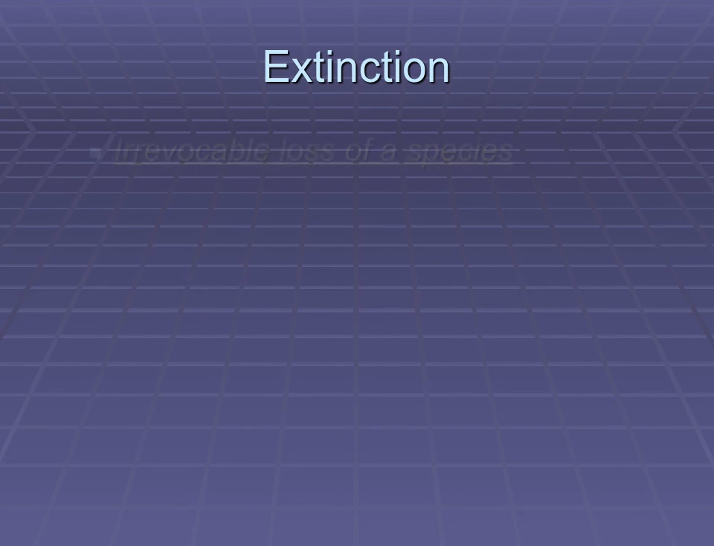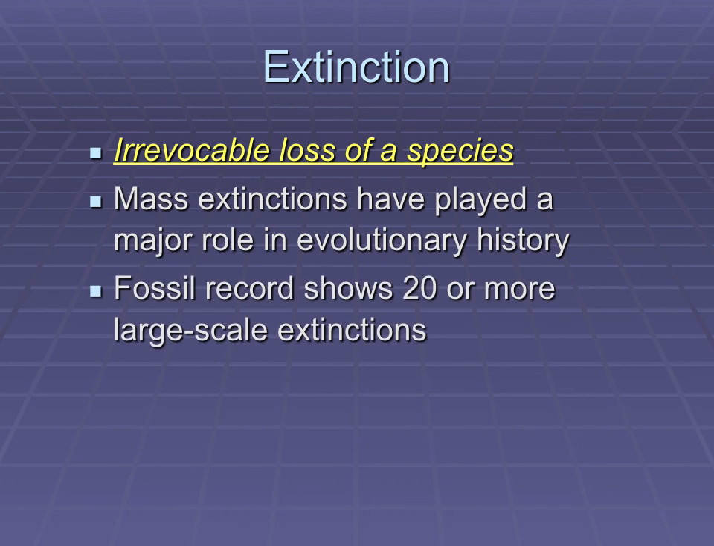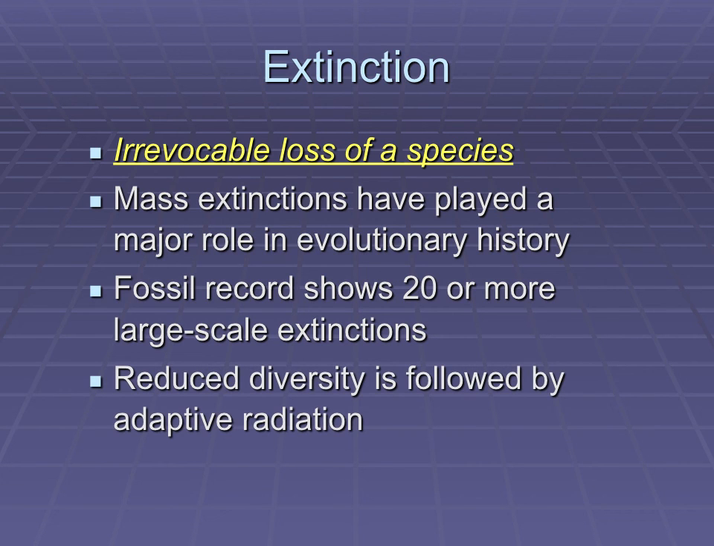And extinction is the irrevocable loss of a species. Mass extinctions have played a major role in evolutionary history. The fossil record shows 20 or more large-scale extinctions, and it's reduced diversity followed by adaptive radiation. So it's important to understand that diversity is taken back because the event killed many species, but those niches are then filled by other species.